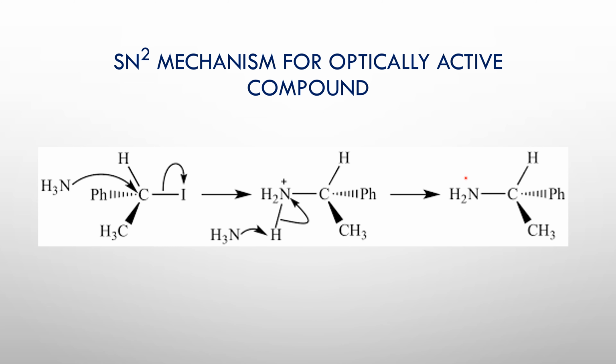Now this opposite configuration means if the substrate is D, dextrorotatory, the product will be L, levorotatory. If the substrate is levorotatory, the product will be dextrorotatory. Or if the substrate is R, the product will be S, and vice versa. So here the configuration is opposite. This is called inversion in configuration. So the product formed in the SN2 reaction mechanism is inversion in configuration, which is also called Walden inversion.